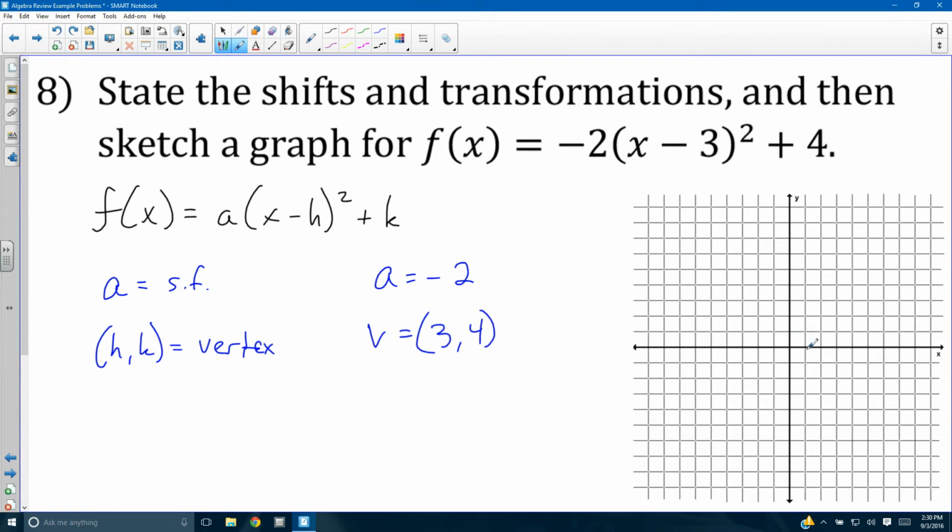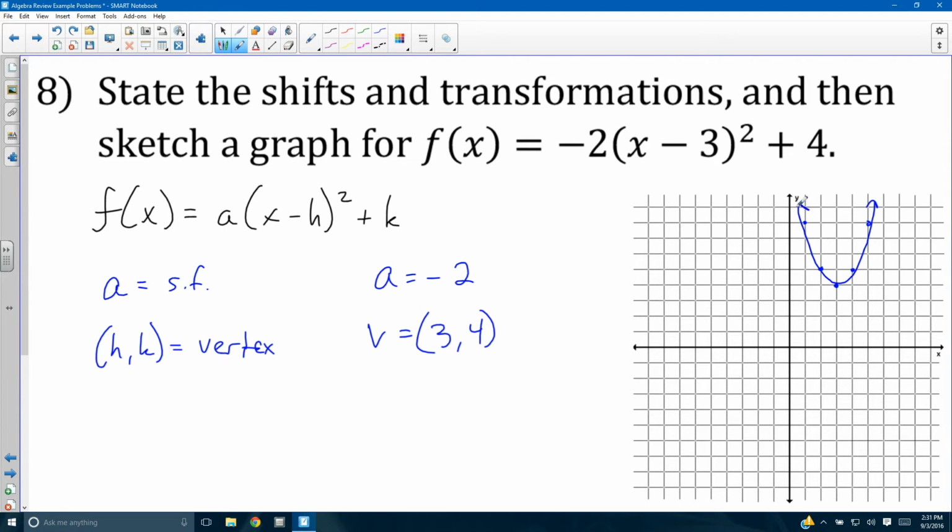So I'm going to start at (3, 4), right here. If my stretch factor was positive 1, I would go from the vertex over 1, up 1, over 2, up 4, etc. I could also reflect them across my axis of symmetry right here. Over 1 to the left, up 1, over 2, up 4, and over 3, up 9 if I could. So this is what this would look like if the stretch factor is 1.